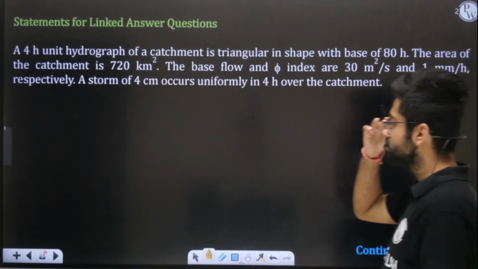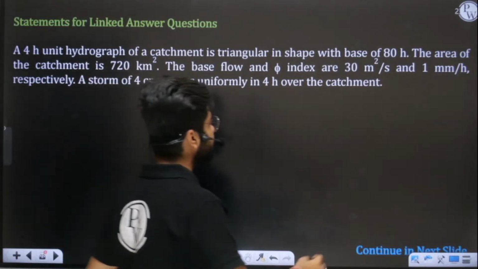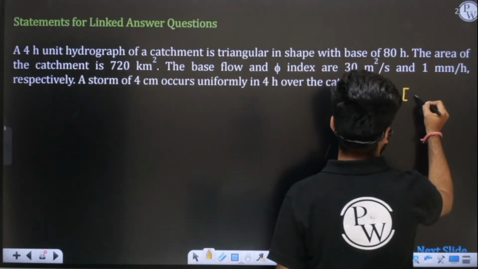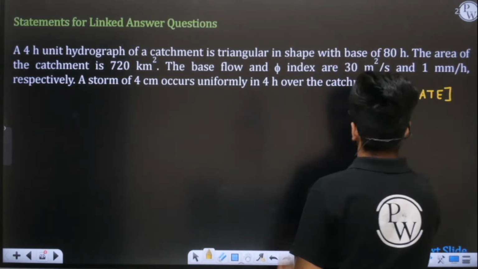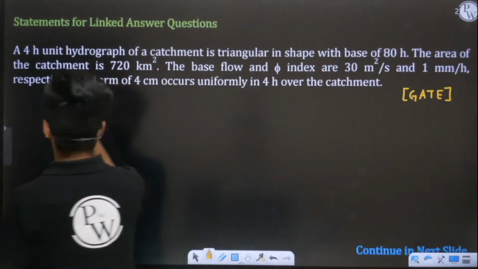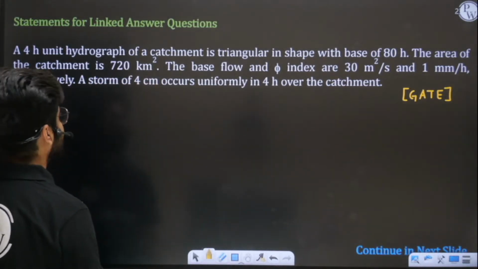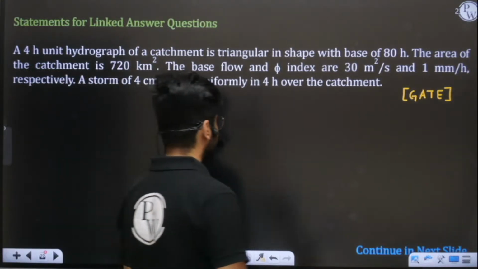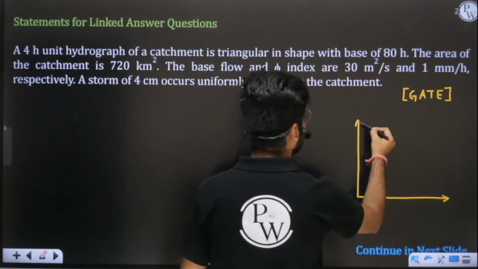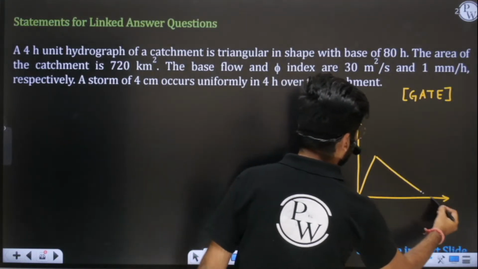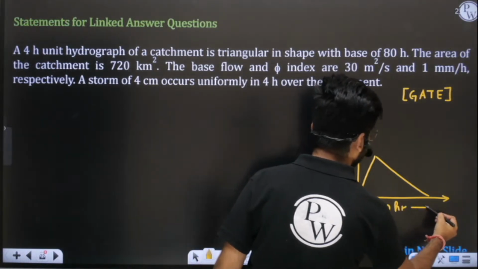Try to solve this question. It is again a problem from the GATE examination. Okay, sir, no problem. Let's solve it. This question is saying a 4 hour unit hydrograph of a catchment is triangular in shape with a base of 80 hours. So we have a triangular DRH, no problem, of base 80 hours.